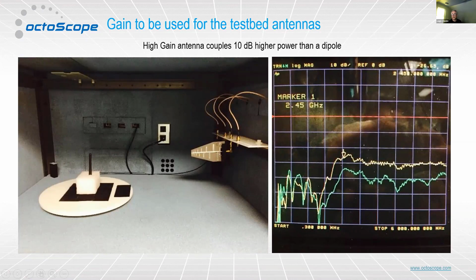What we're showing in this figure here is a measurement between dipole antennas at the bottom, and then we use the high gain antenna here shown on the top, and we can see that those antennas give us about 10 dB more power than a dipole antenna would. So relative to a dipole, we've got about 10 dB gain there.